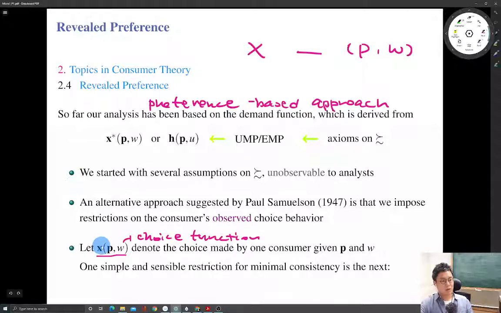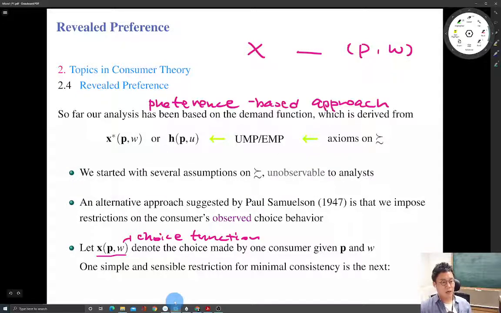Okay? So to separate from the Walrasian demand, once again, this is a theoretical prediction, which is derived. Okay? That is not what we observed from the data. That is what we derived from the UMP. Okay? But now we are going to talk about this choice function, the actual relationship that we can observe from the data between the consumer's actual choice and these two parameters.